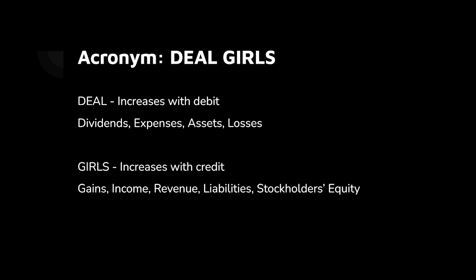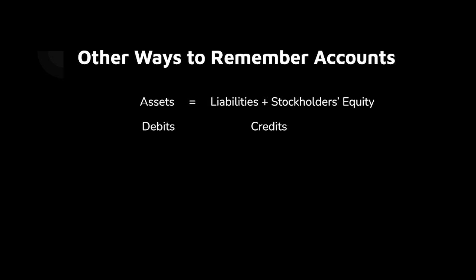So this is a helpful acronym, but another way to think about it is remembering the accounting equation. In the accounting equation, the left side, assets, these are the accounts that increase with a debit. On the right side are your liabilities and stockholders' equity. These are the accounts that increase with a credit.